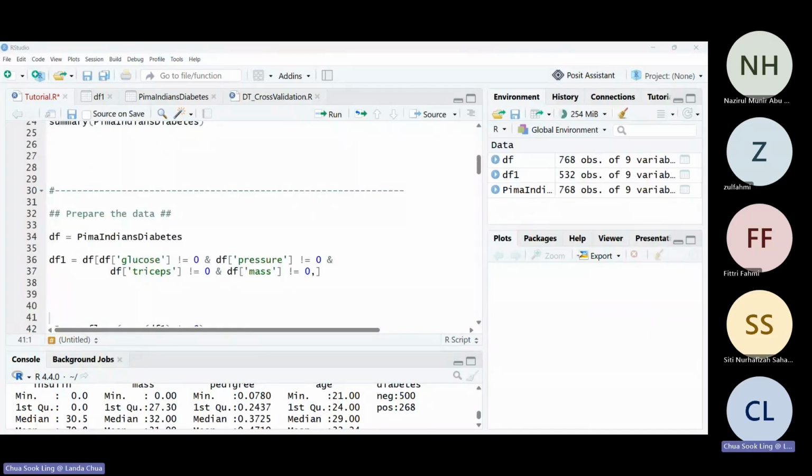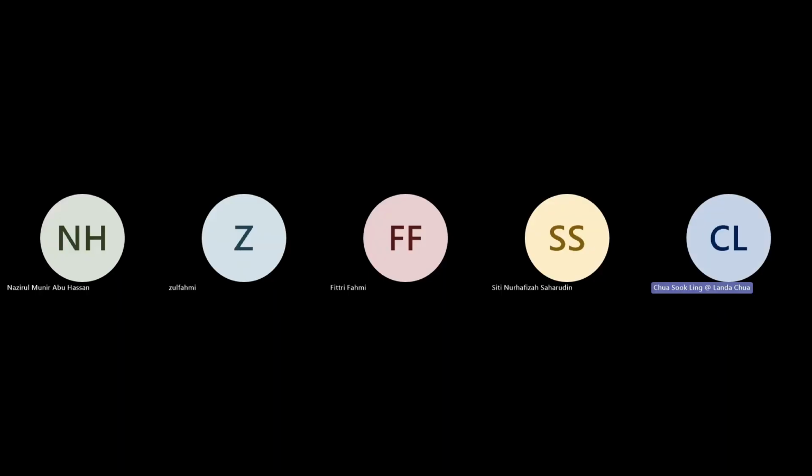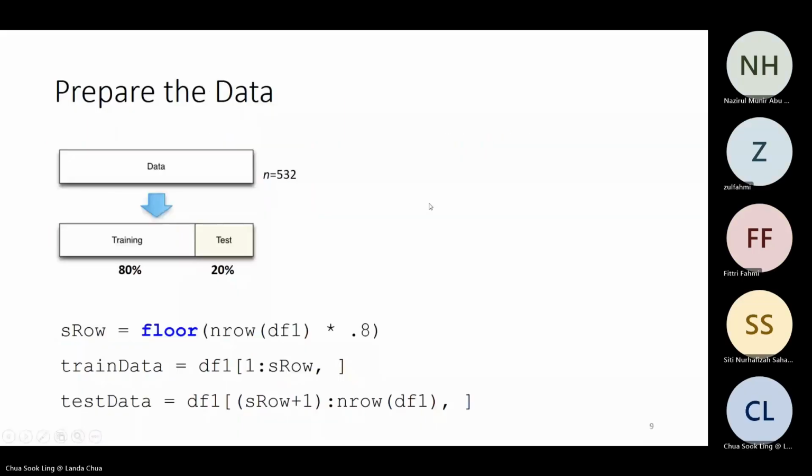Okay, now going back to my slides, let's see how we're going to split this data into the training and test set. We have a total, our DF1, the total records is 532. Because we have limited data, right? So we're going to split the data into training and test set. We take 80% for the training, 20% of the data for testing. Okay, how do we do that? So let me just explain about the codes first.